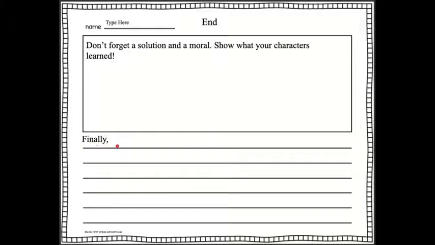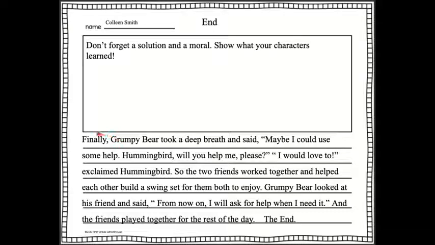I chose to write finally. Again, just like with the beginning. If you don't want to write finally, if it makes more sense for you to add after that, next, or then instead of finally, that's your choice. It's your story. But you can always use finally if you want to start the ending of your story that way. So I typed in all of those things and the ending of my story with Grumpy Bear and Hummingbird.